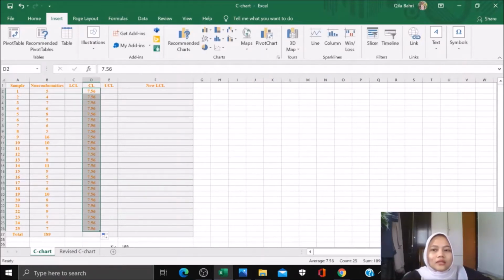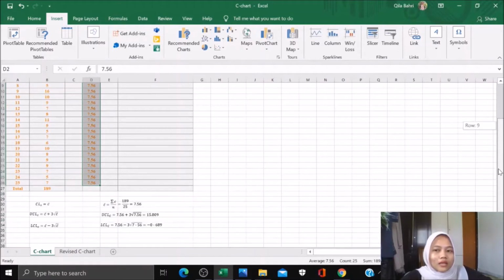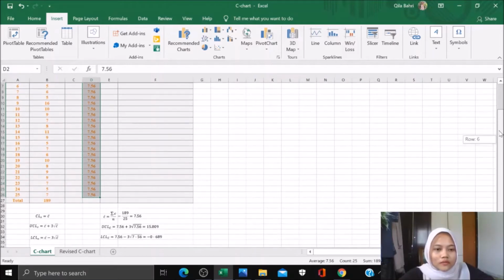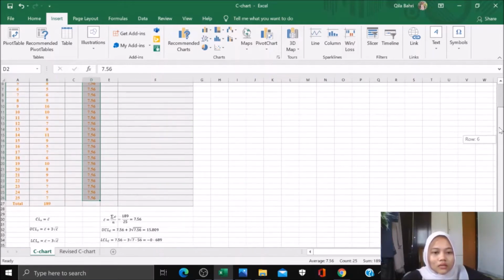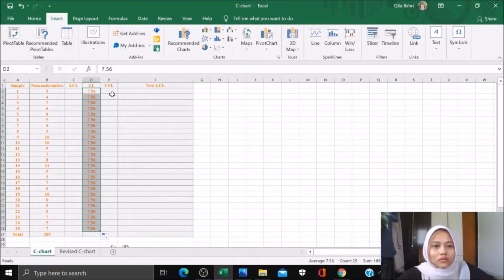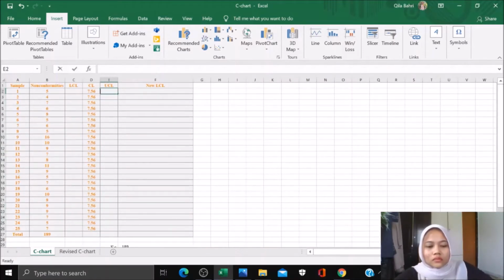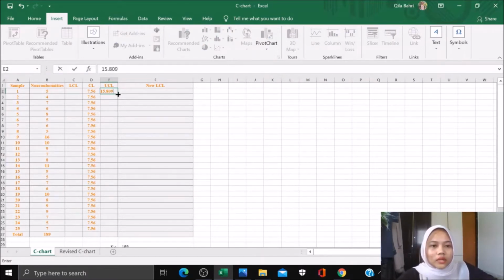Okay. After that is UCL. So the UCL we get is 15.809. So we transfer it into the data, and we drag it.